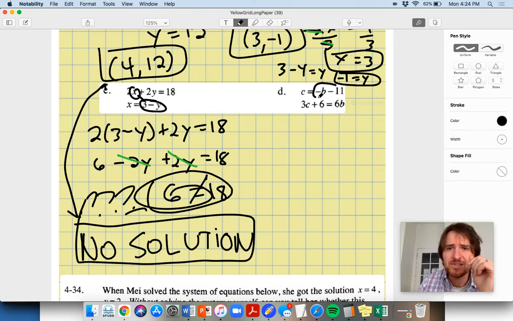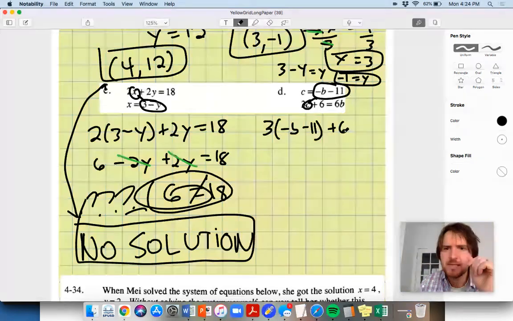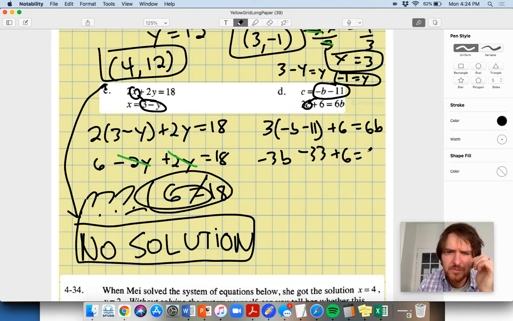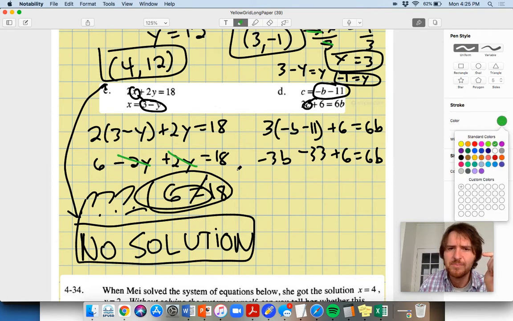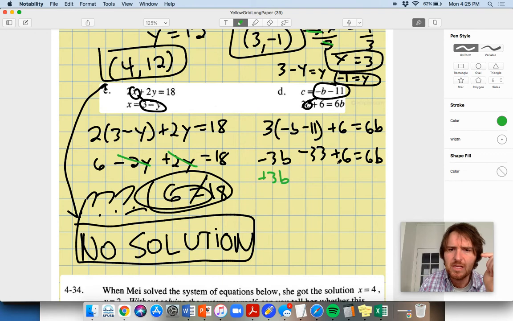Let's try this one because there's another tricky scenario that comes in here. This is C, replace C. We end up with 3 times negative b minus 11 plus 6 equals 6b. Negative 3b minus 33 plus 6 equals 6b. Okay, so this is tricky. We got variables on this side and variables on that side. What I'd like to do is collect my variables to one side. I'm going to add 3b to both sides.